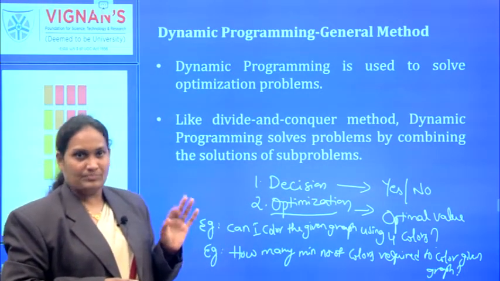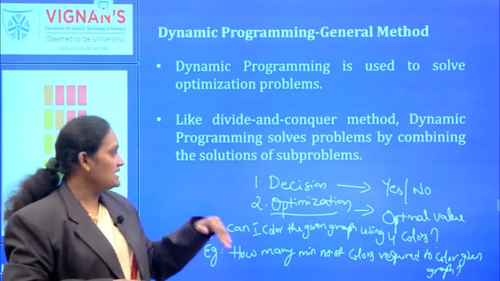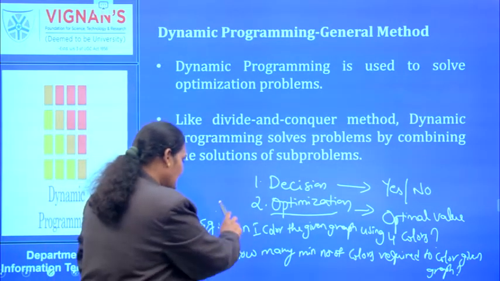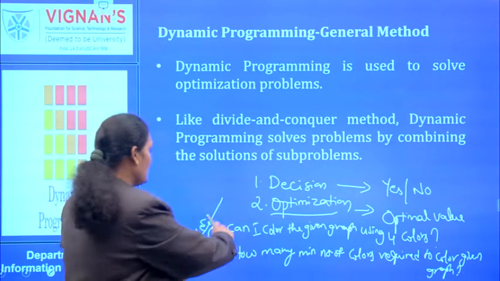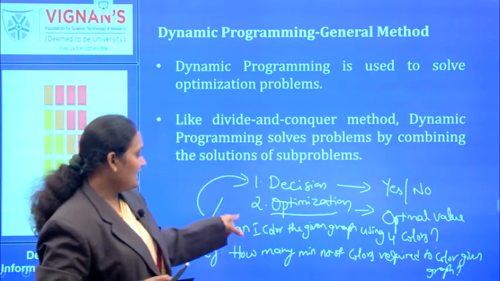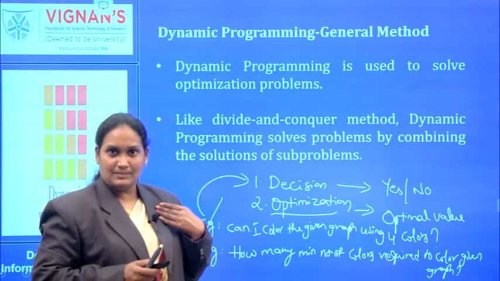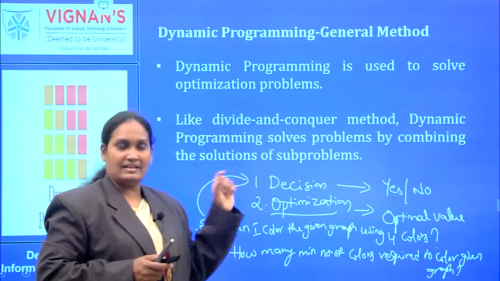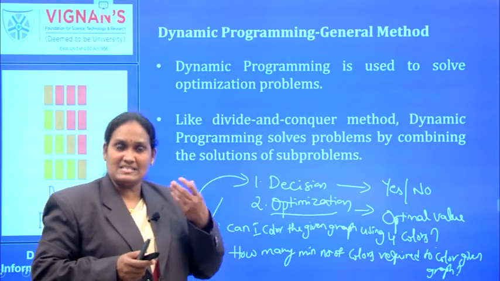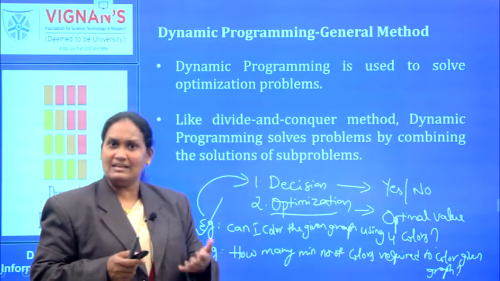Out of these 2 problems, which comes under decision problem and which comes under optimization problem? The first one comes under decision problem. Let us see how it becomes a decision problem. Can I color the given graph using 4 colors? I am asking whether I can color the given graph with 4 colors. If it is possible to color the given graph with 4 colors, you can say the answer is yes.